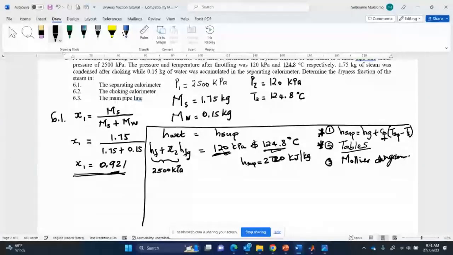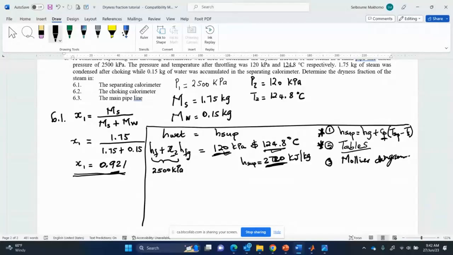The question is, how do you know if your h-sub-g is wrong from the Mollier diagram? You will see if your X2 is more than 1, you must know that this value is wrong. You must go back and try to be accurate. There's no way in which this X can be 1. It's supposed to be 0.9 or 0.8 something.